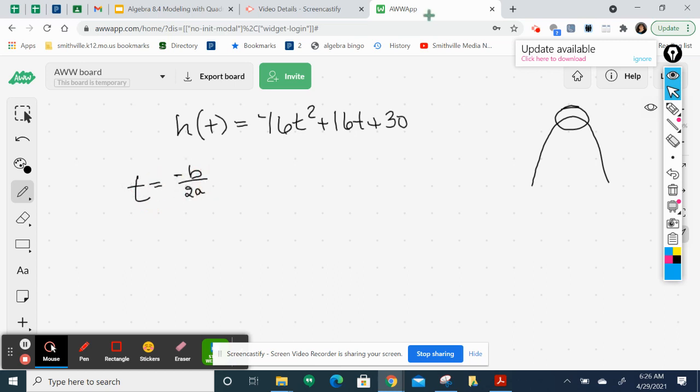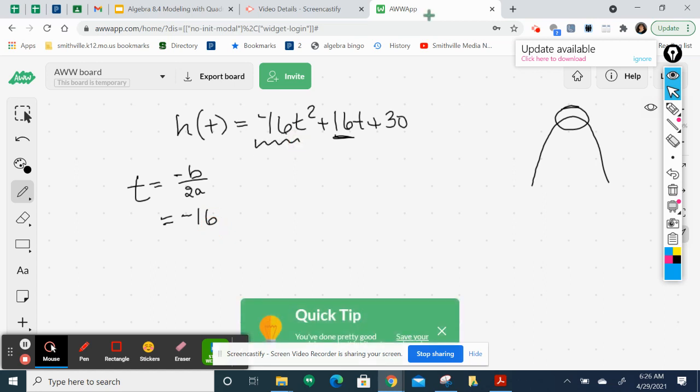In this case, b is 16. So the opposite of 16 would be negative 16. And then 2 times a is negative 16. So 2 times negative 16 would be negative 32. And if I divide negative 16 by negative 32, I get an answer of 0.5.